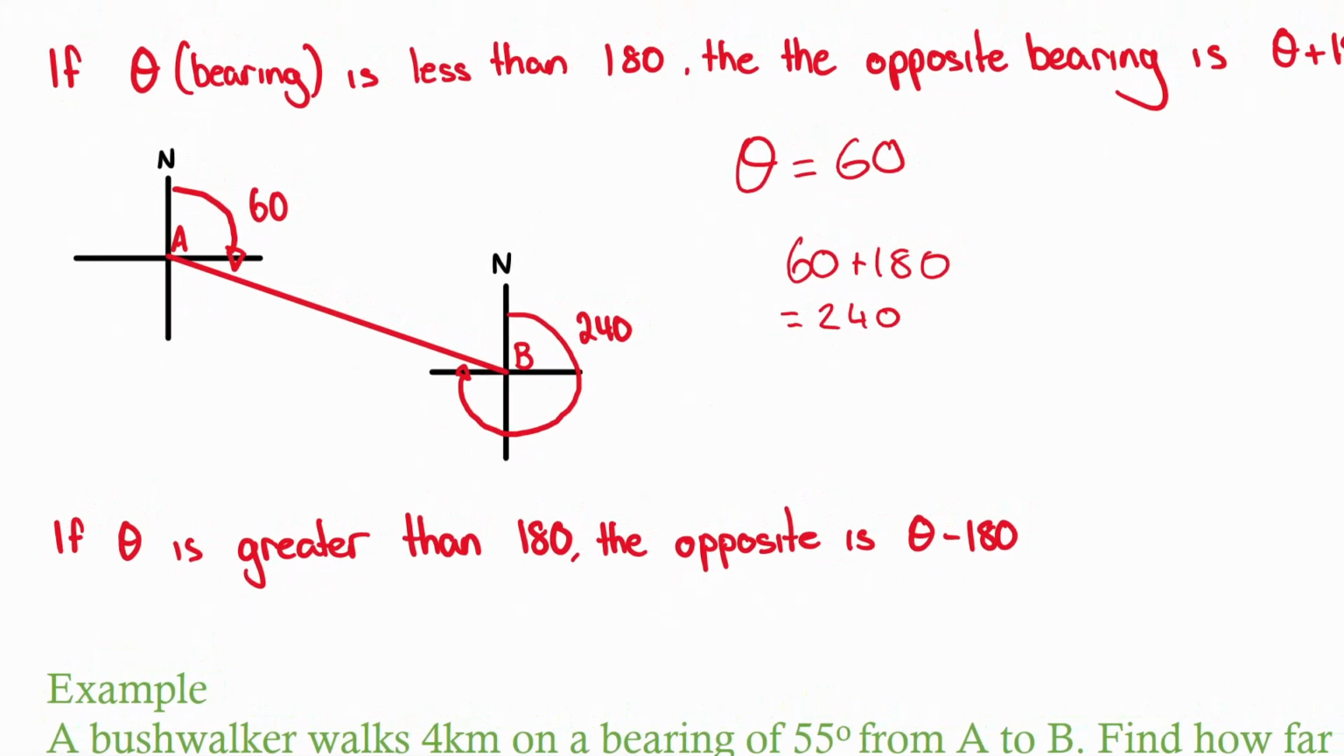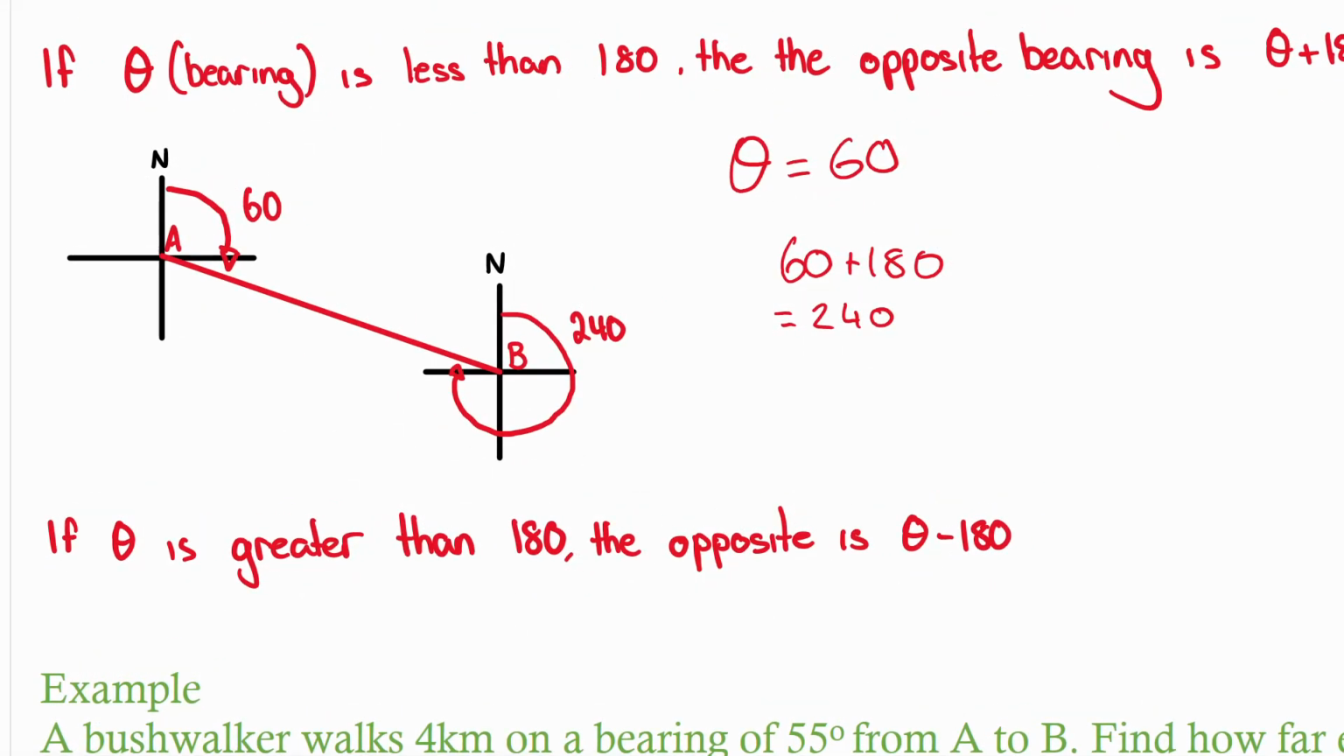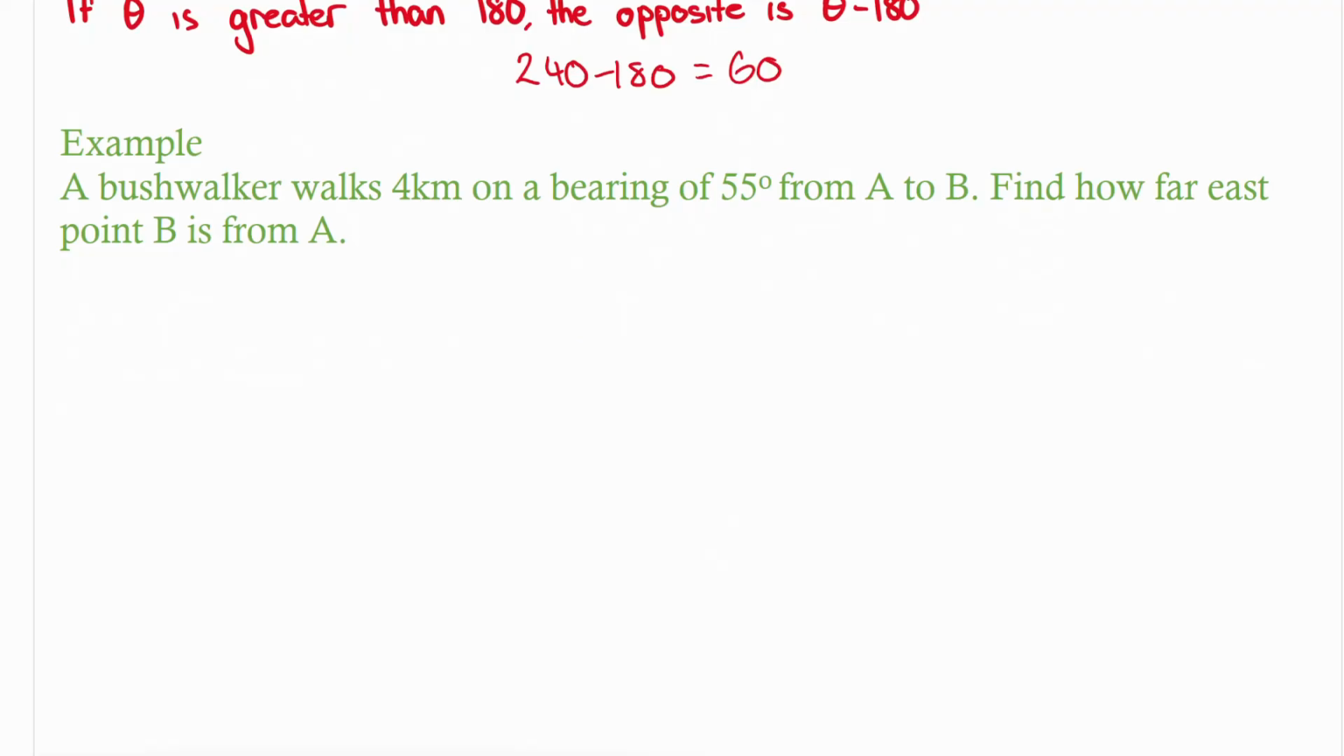Now that's only if the first bearing that we're given was less than 180. If it's greater than 180, it's just going to be theta take away 180. So in this case, let's hypothetically say we're working backwards. We have 240 take away 180. That equals 60, which was the opposite bearing. Okay? All right, so let's do an example.